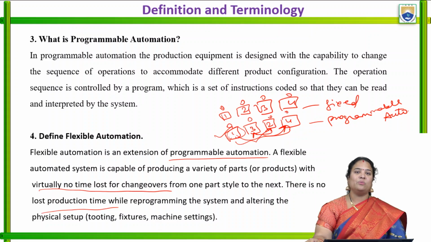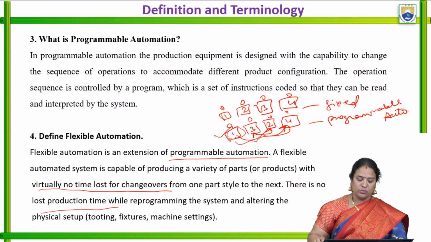That is, a flexible automation is an extension of a programmable automation, where a flexible automation system is capable of producing a variety of products with virtually no lost time for changeover to the next one.